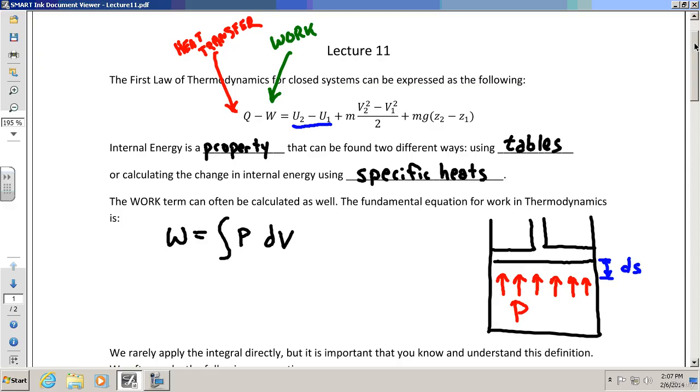Now this is a piston cylinder, so it has a cross section. Let's imagine it has cross-sectional area A. That's the cross section, cross-sectional area A.